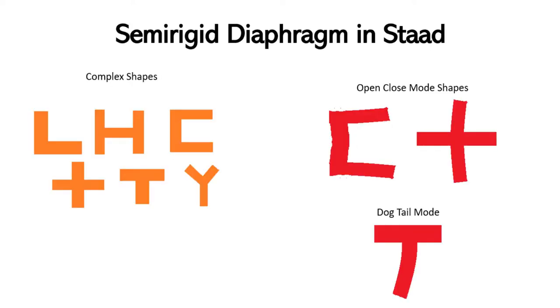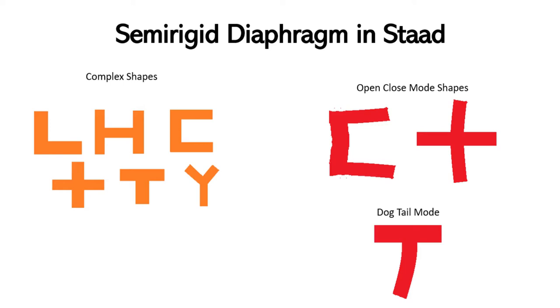So if we take the semi-rigid diaphragm, for example, I have taken this kind of floor plan, and we will just take it with some example in STAAD.Pro. Now here you can see these are some complex shapes of the floor plan. Most of them are open shaped. That means they are not closed.